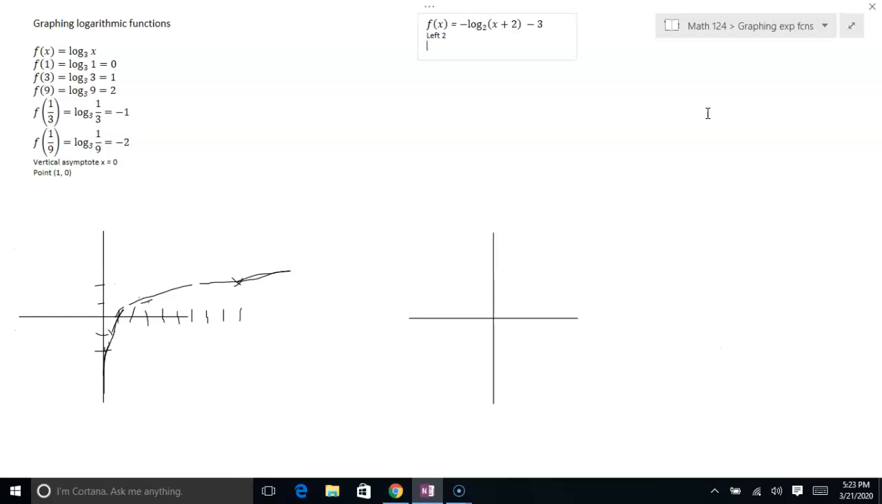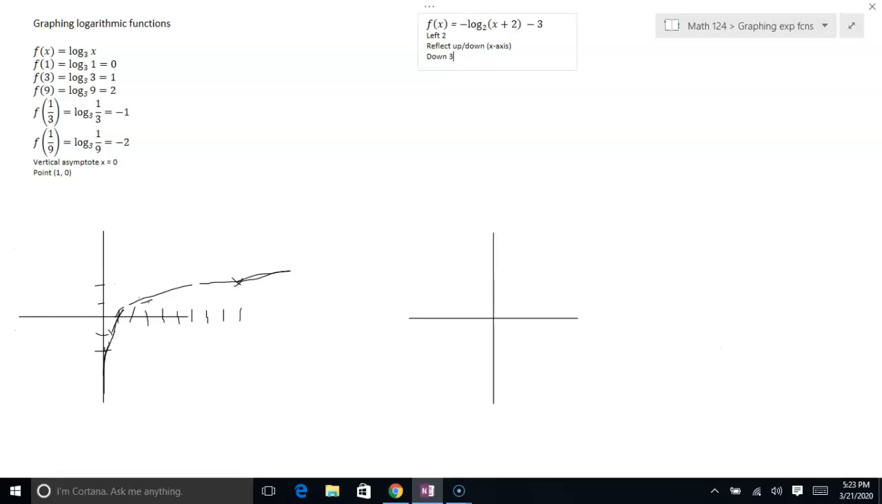Next one, I have a negative on the outside. That's a reflection. Multiplying by -1 is a reflection. On the outside, we're going to reflect up to down vertically across the x-axis, however you like to think of that. And finally, we have a -3 on the outside, which is going to cause the whole thing to shift down, down, down by 3.